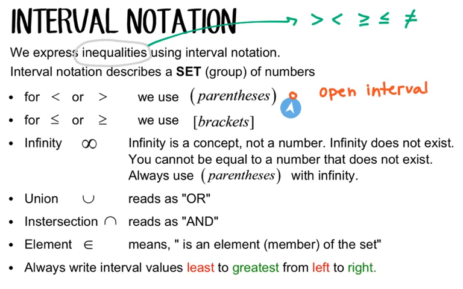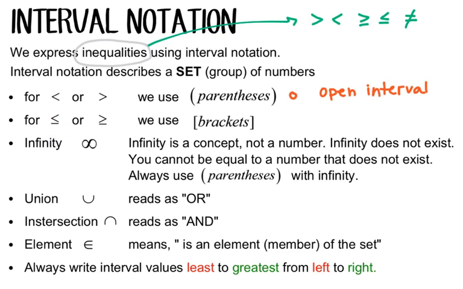Sometimes when graphing on number lines, you may see an open dot. An open dot is the same as a parenthesis. It says we're getting infinitely close to something, but not touching it. And when we're dealing with parentheses, we call this an open interval. So not equal to, we have this open interval.